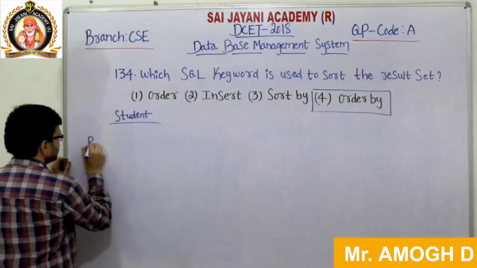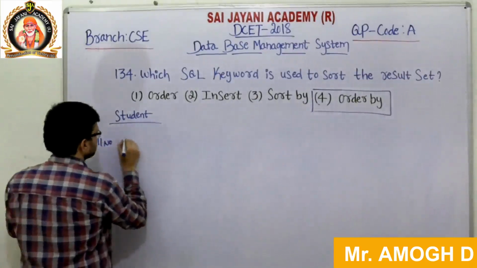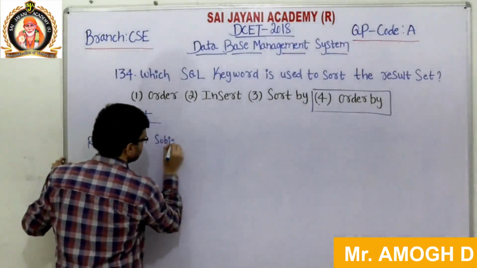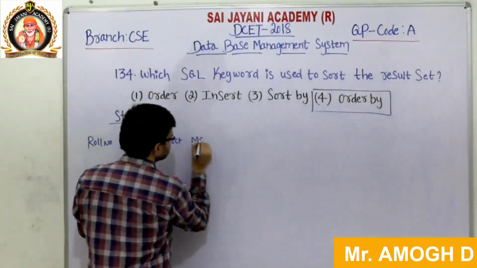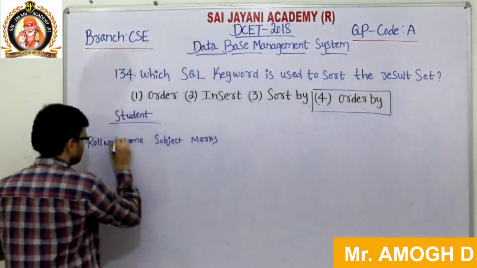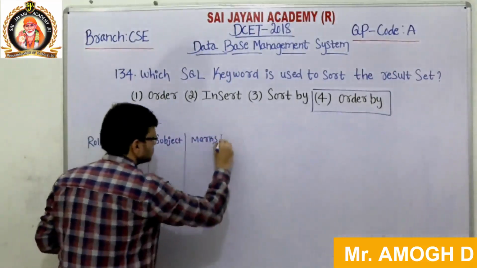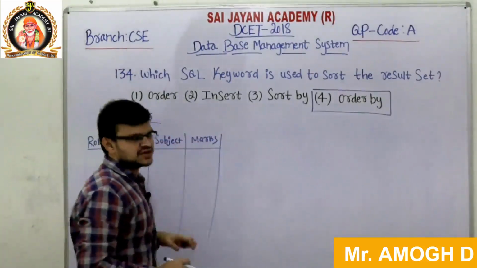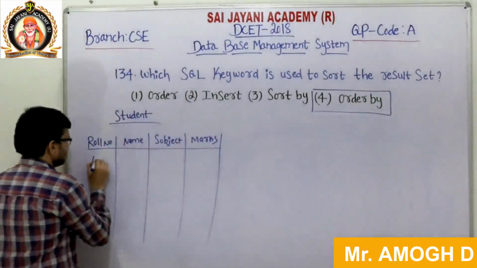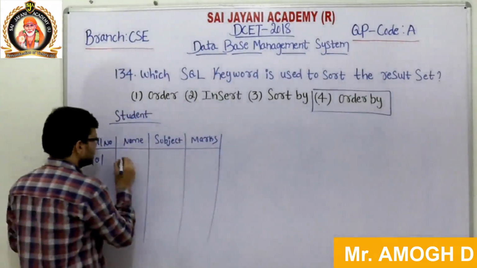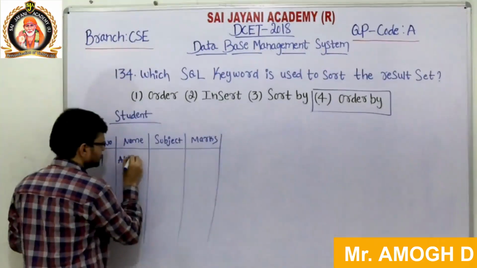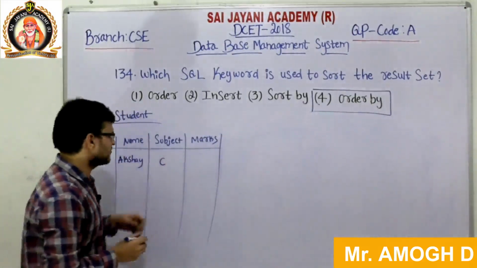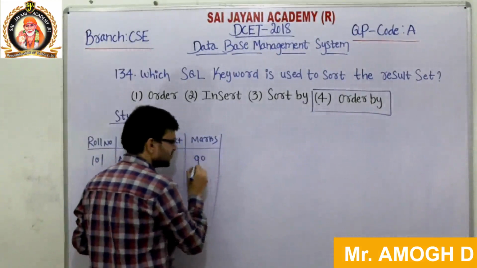For this student table, we have a roll number, then name, then subject, and then marks. Here the roll number, name, subject and marks are called the schema. The roll number 101, the name is Akshay. He opted subject C. For C, out of 100 he got 90 marks.